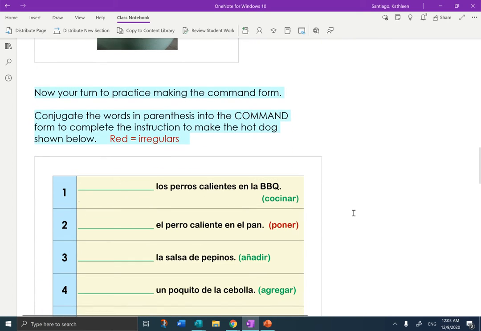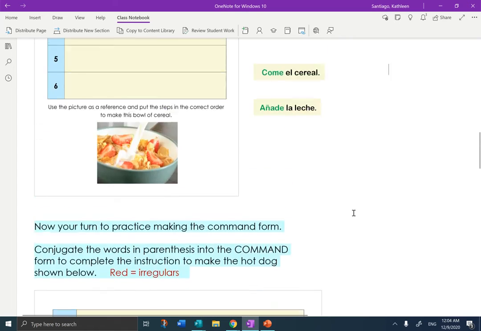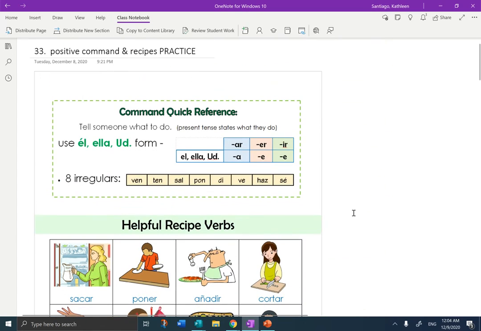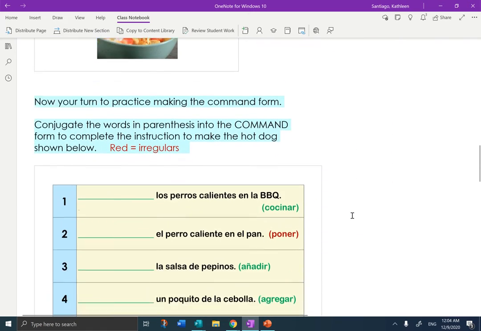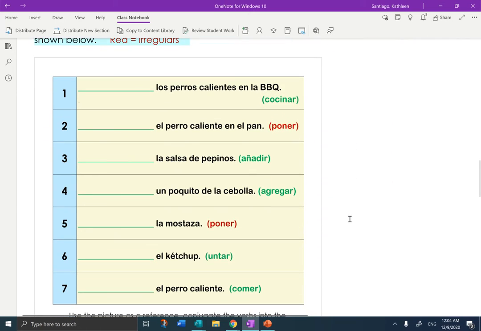The next part is the blue instructions. Now it's your turn to practice making the command form. Conjugate the words in parentheses into the command form to complete the instructions to make the hot dog shown below. Remember that the red are irregulars. Again, you're going to scroll back up and look at the quick command reference page. That will help you complete this information.